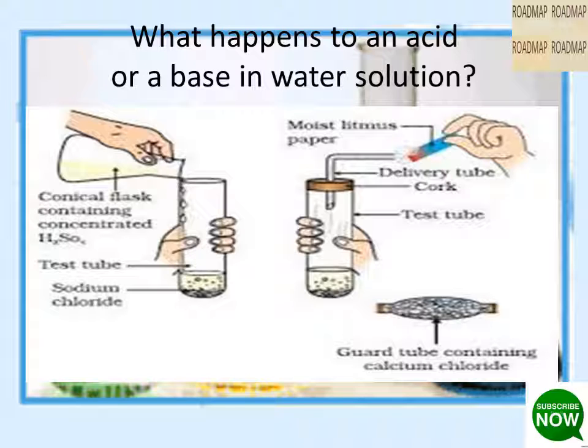Now we have seen that acid gives aqueous H+ ions in water. Now what happens when a base is dissolved in water? Bases generate hydroxide ions in water, and bases which are soluble in water are called alkalis. Now, as we have identified that all acids generate H+ ions and bases generate OH- ions, the neutralization reaction is: acid plus base gives salt plus water.